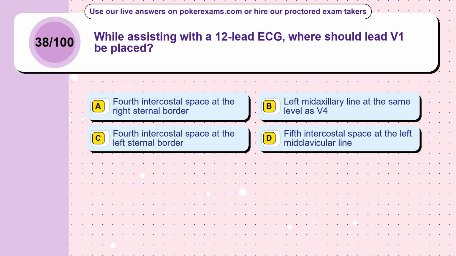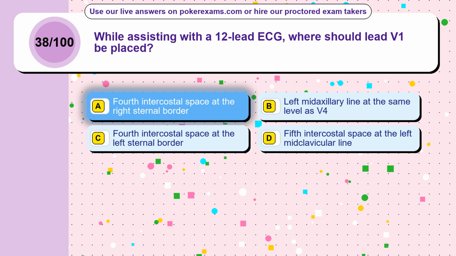Question 38. While assisting with a 12-lead ECG, where should lead V1 be placed? Option A, fourth intercostal space at the right sternal border. Option B, left mid-axillary line at the same level as V4. Option C, fourth intercostal space at the left sternal border. Option D, fifth intercostal space at the left midclavicular line.